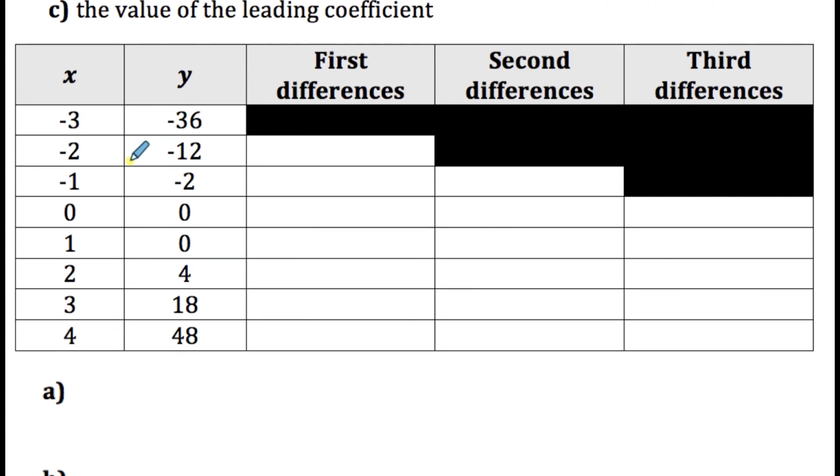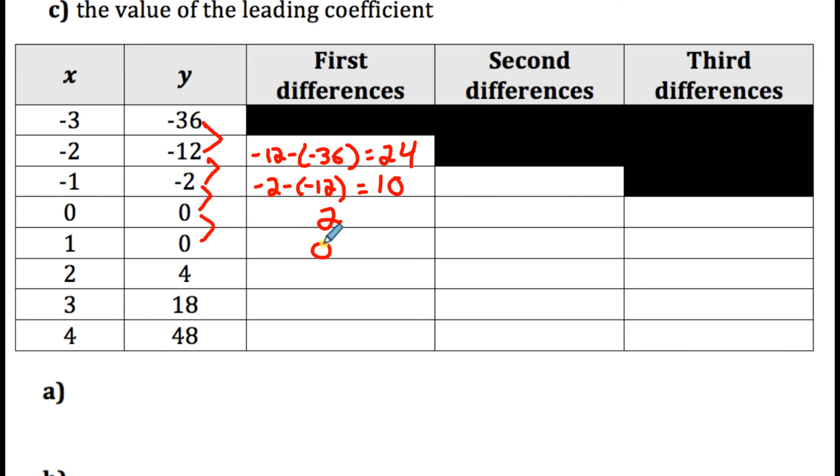So the first row, now notice the x values are evenly spaced. That's important for this to be able to work. We look at the y values, and we do the bottom y value minus the top y value. Always bottom minus top, or else the formulas that I just showed you are not going to work. So we would do negative 12 minus negative 36. That means negative 12 plus 36, which is 24. The next one, negative 2 minus negative 12, equals 10. And then after that, 0 minus negative 2, which is 2.